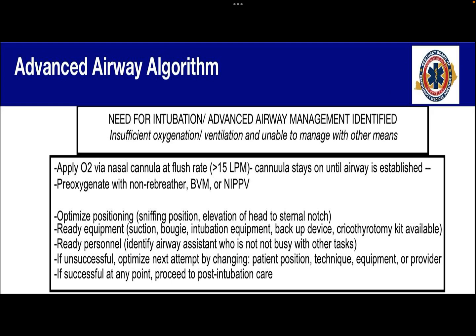So if you don't get it the first time with direct laryngoscopy, try the camera, vice versa. You might try having a different provider, if there's more than one provider on scene capable of managing the airway. You may try instead to use an iGel instead of intubating. If successful at any point, proceed to post-intubation care.